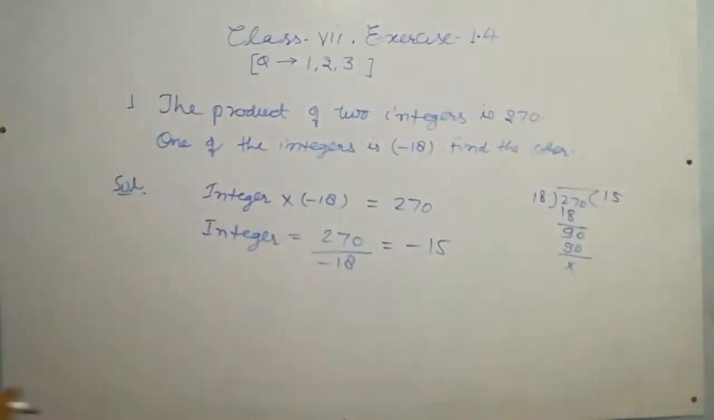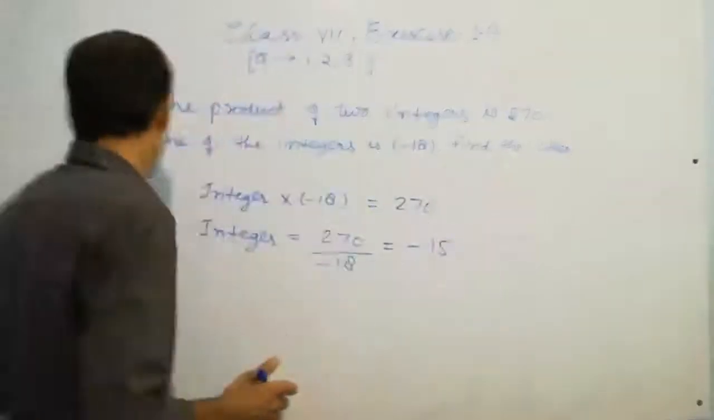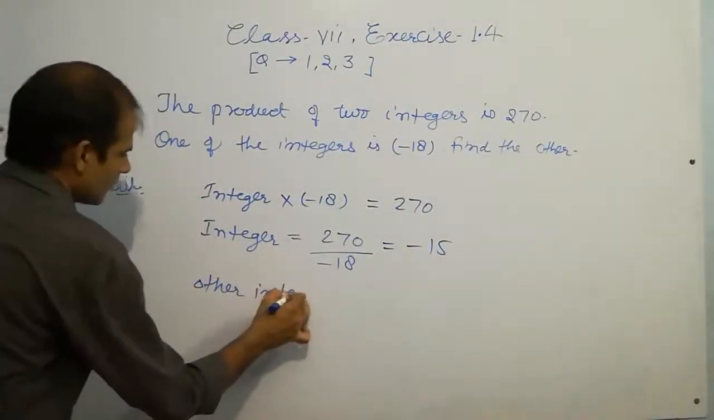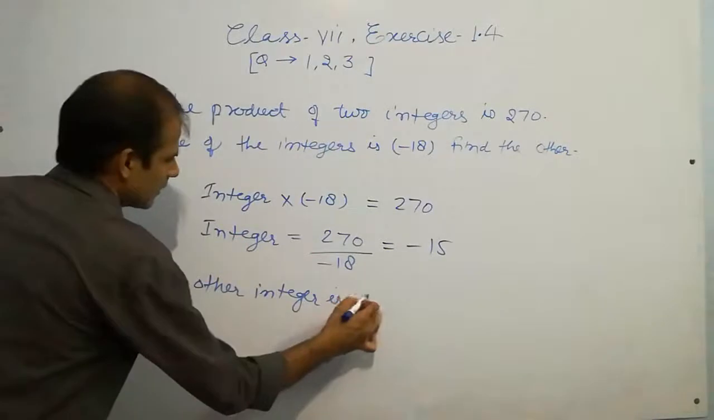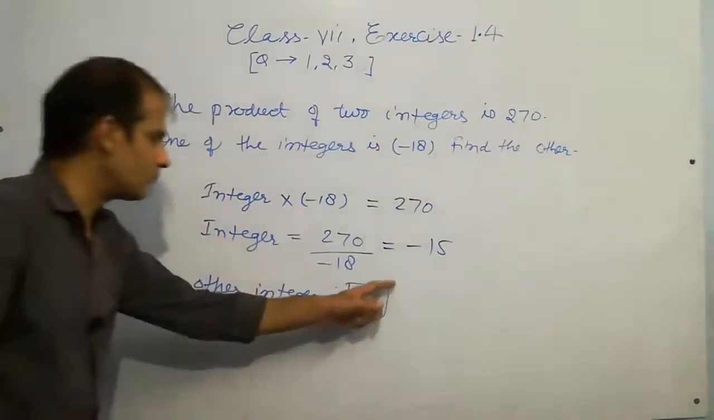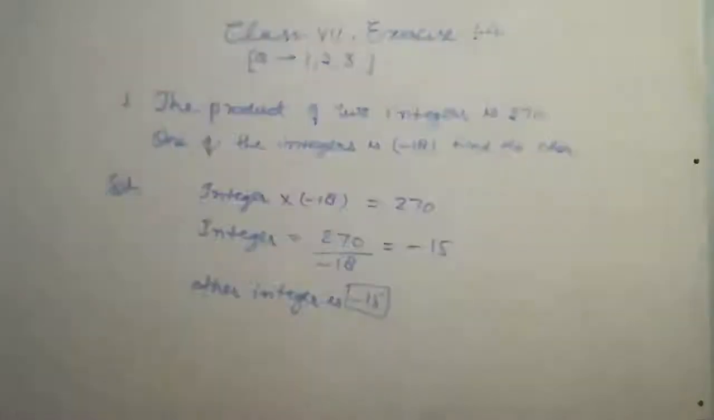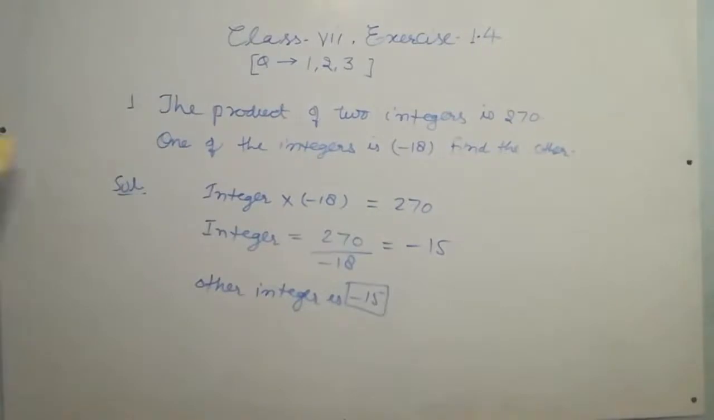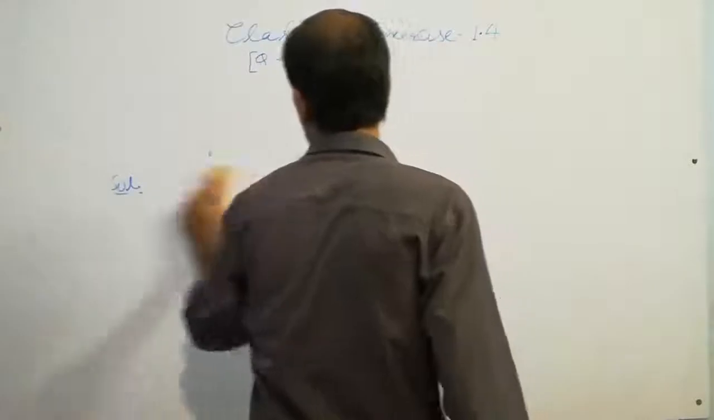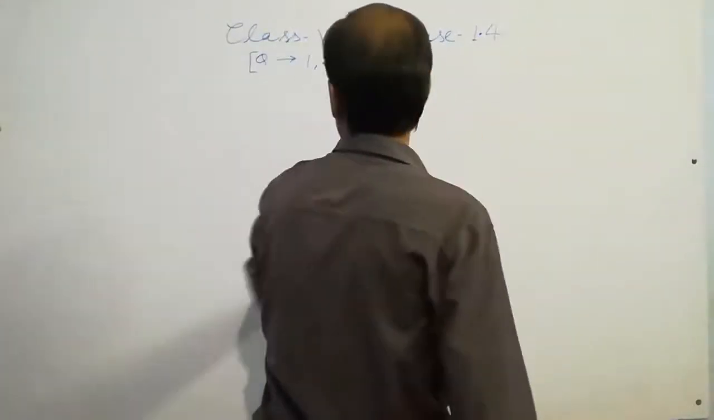Now you can write your answer in a proper way. Find the other. So you can write: other integer is minus 15. You can make a box around your answer so it will be highlighted. This is the answer. Note it down. Next question is the second question. All these questions are based on the properties of integers.